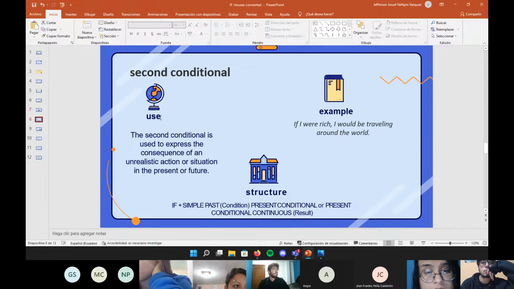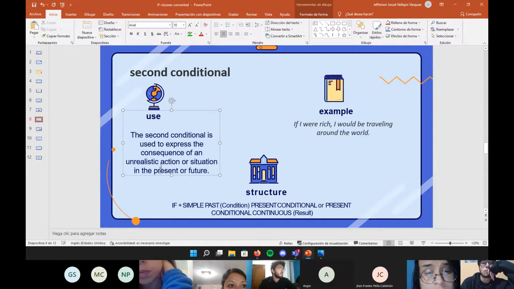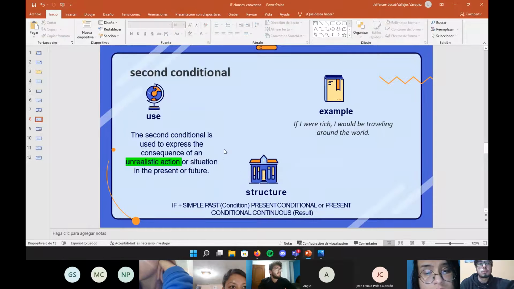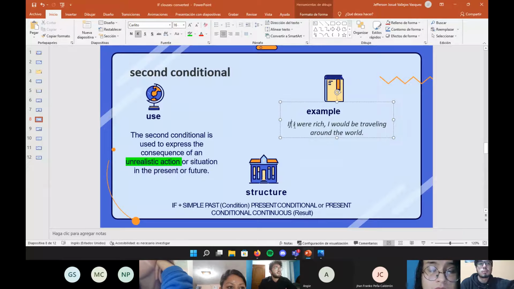Don't forget that. The second conditional. The second conditional is used to express the consequence of an unrealistic action, okay? Unrealistic action. This part is important. Or situation in the present or future. Let's analyze the structure.